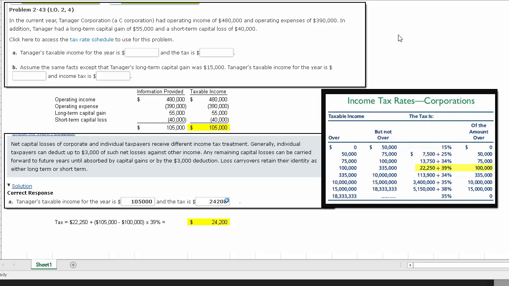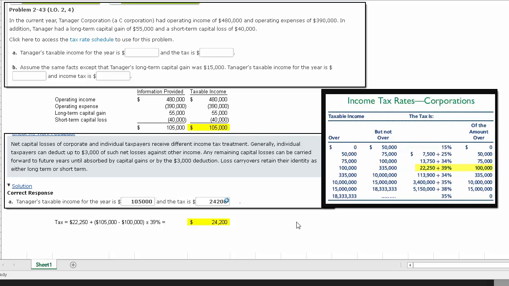Now, they gave you the tax rate schedule, that's down here, to use for this problem. And what we're supposed to do is determine the taxable income and the tax. Okay? So let's tackle part A. Here's the information provided. Operating income, operating expenses, long-term capital gain, and short-term capital loss. Well, all of that flows through to taxable income. Okay? And so taxable income is $105,000.